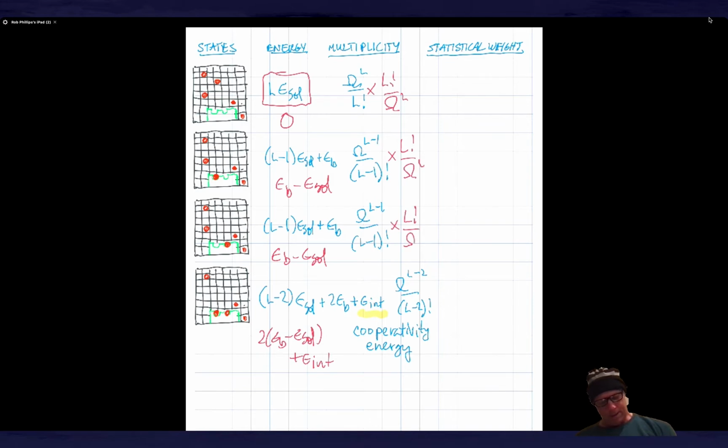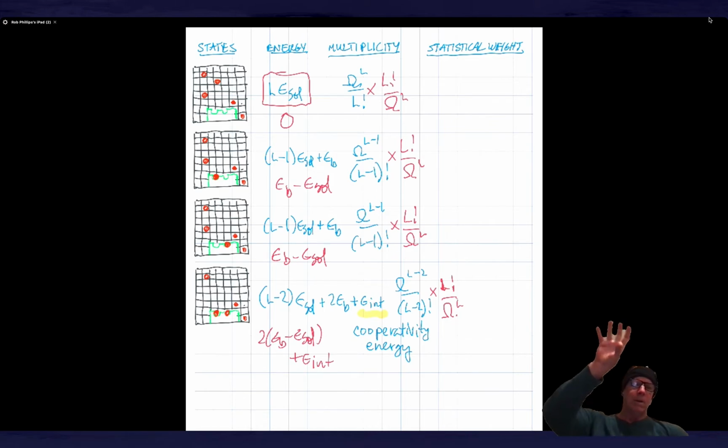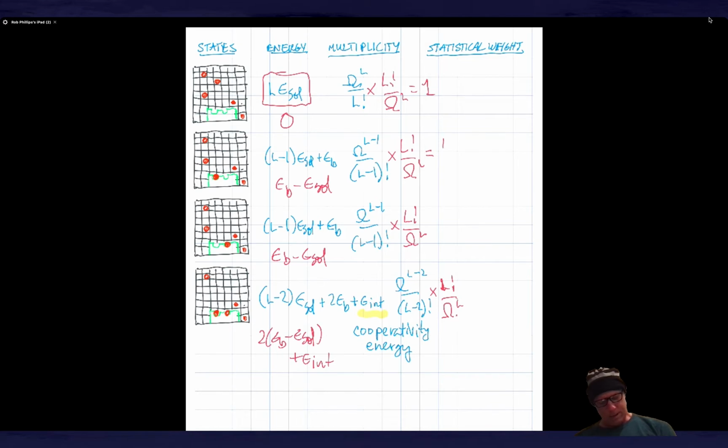What do I mean by this? I can always multiply statistical weights as long as I multiply all of them by the same quantity. That changes nothing, because you'll recall that the probability of a given thing is the net statistical weight divided by the sum over all of them. So if I've multiplied them all by a common factor, that common factor will cancel out. That's really nice because this leaves behind 1, this leaves behind L over omega, this leaves behind L over omega, and this one leaves behind approximately L squared over omega squared.